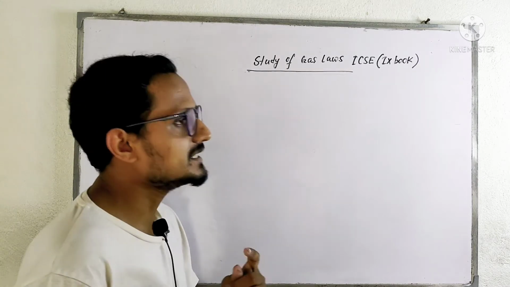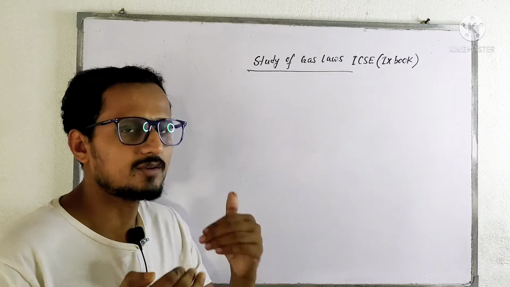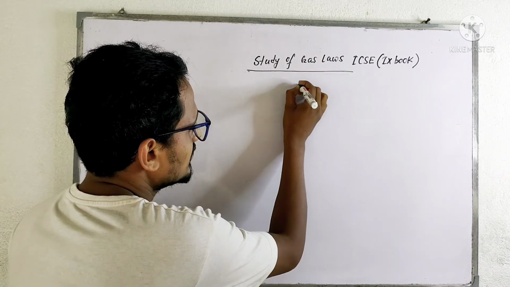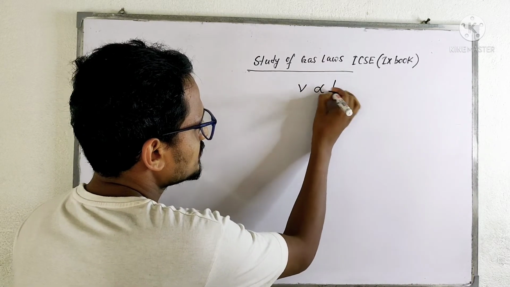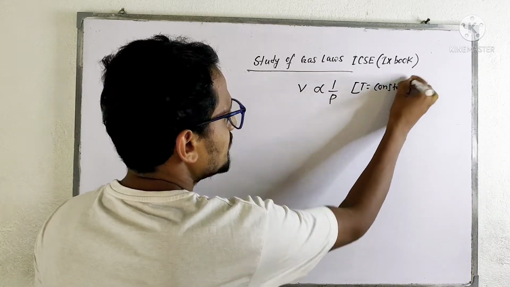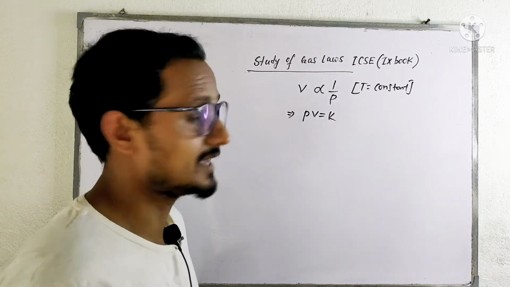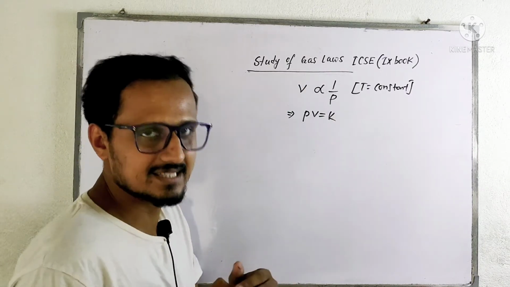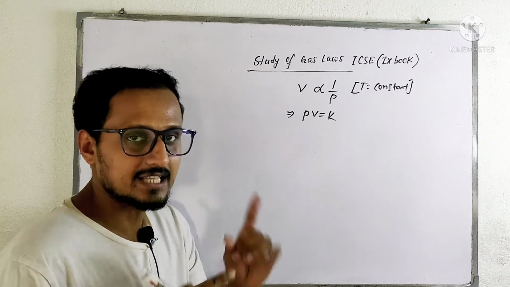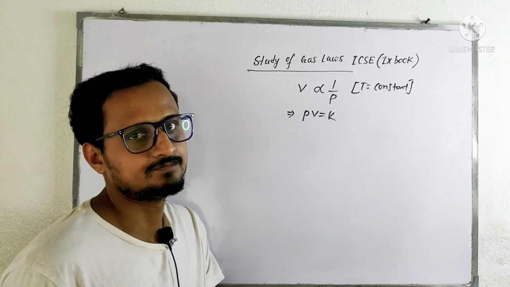Let me clarify again what I told last day: Boyle's law defines that when temperature is constant, the volume of a gas is inversely proportional to pressure. That means temperature equals constant. From here we got PV equals K. If you increase the volume, then the pressure of the gas will decrease, that means inversely proportional, and if you decrease the volume, then pressure will increase.